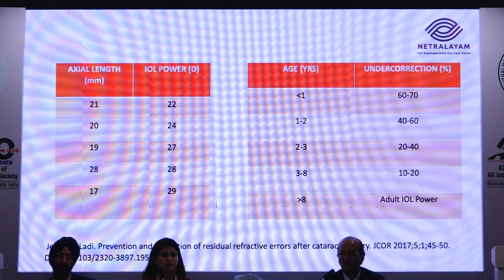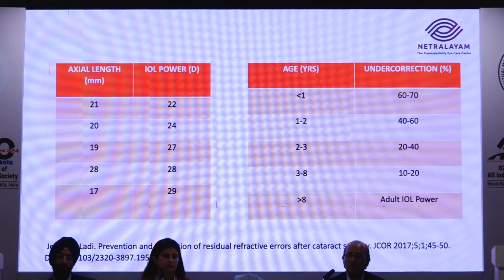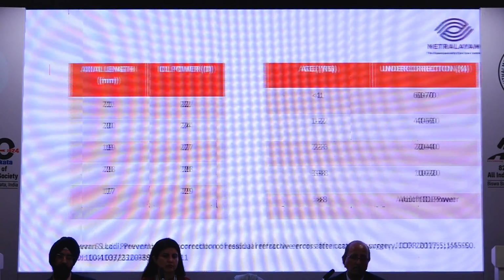Undercorrection: one thought process is that in less than 1 year, if you are operating, it should be almost 60 to 70% undercorrection. 1 to 2 years, 40 to 60, 2 to 3. Again, this is a thing in which there are a lot of varying opinions, and one thought process is that very high hyperopia may actually induce amblyopia if the child is not cooperating with spectacles after the surgery. So it is always better to give a smaller hyperopia and manage the myopic shift later on, because once dense amblyopia develops, it is of no use.